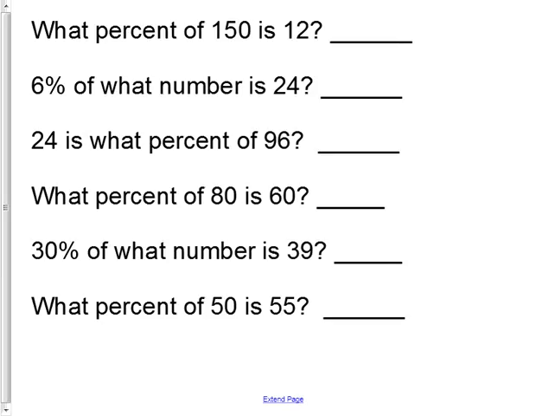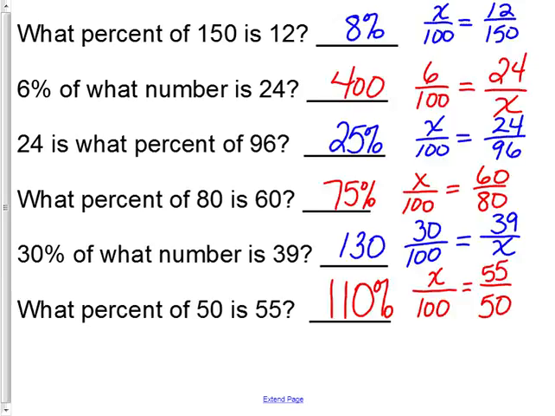All right, now that you've had a chance to do them, here are your answers, and over to the side I've put what proportion you would set up if you were solving these. Remember, these are all part to whole ratios. A tip that might help you is, for example, if you're looking for what percent of 80, when you see the word of, your whole follows that. So that means 80 is our whole.